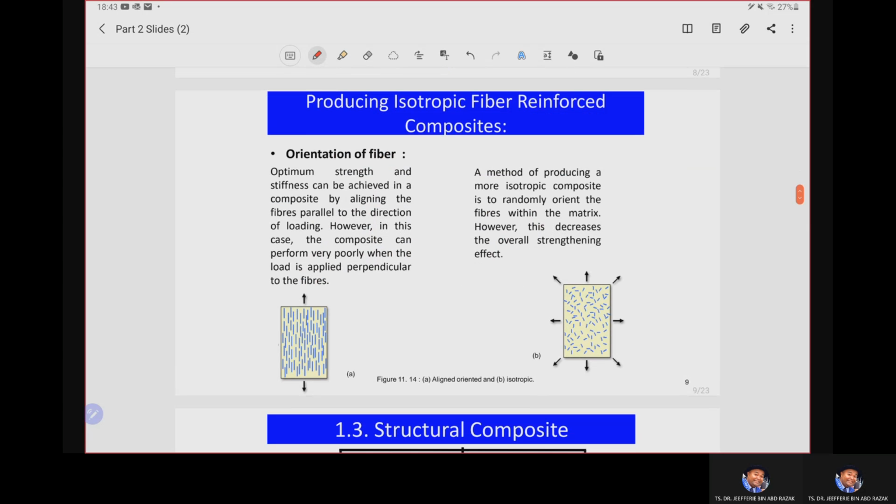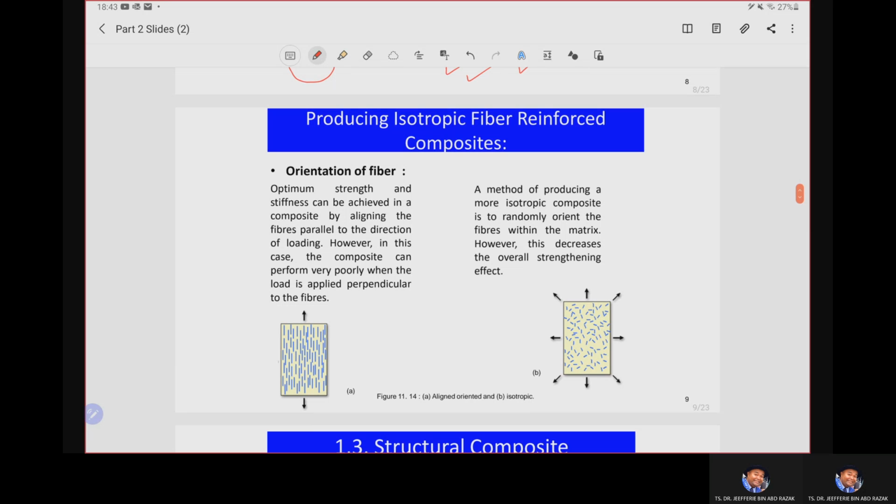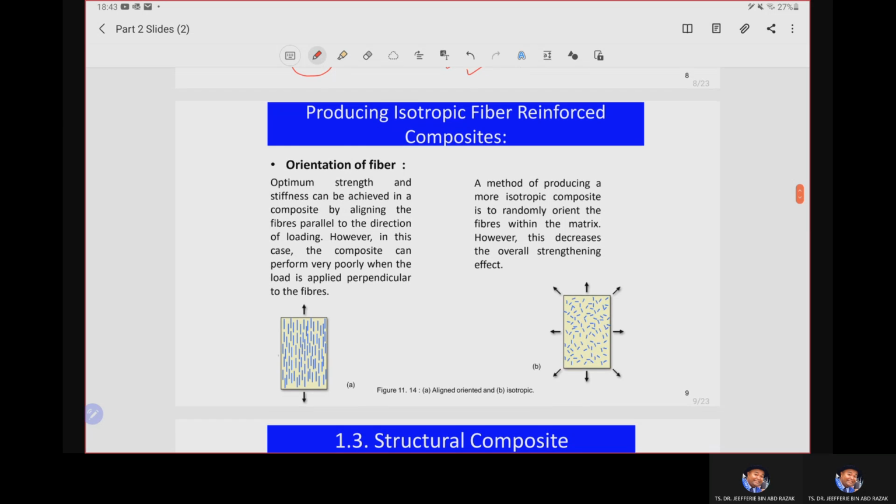So next, in fiber reinforced composite, the optimum strength and stiffness can be achieved by aligning the fiber parallel to the direction of loading, which is the isostrain condition here. However, the composite will perform poorly when the load is applied perpendicular. Okay, say for example, this is your composite and the load is applied perpendicular, which is the isostress condition.